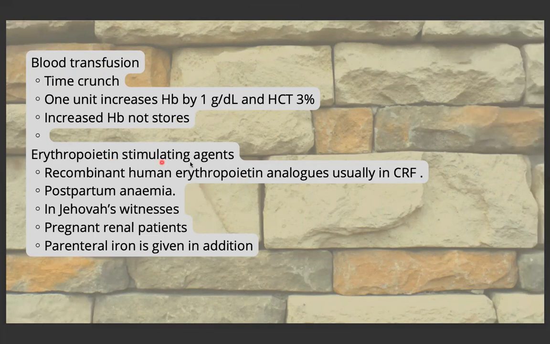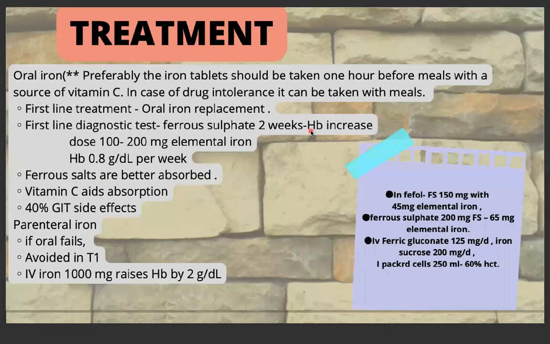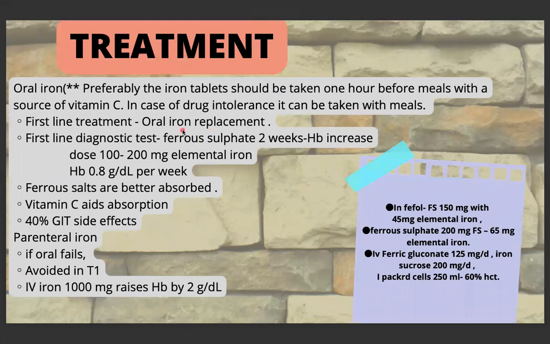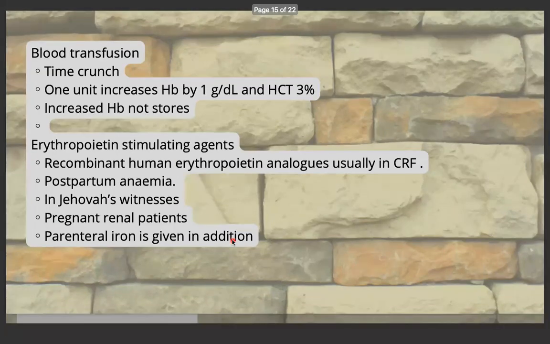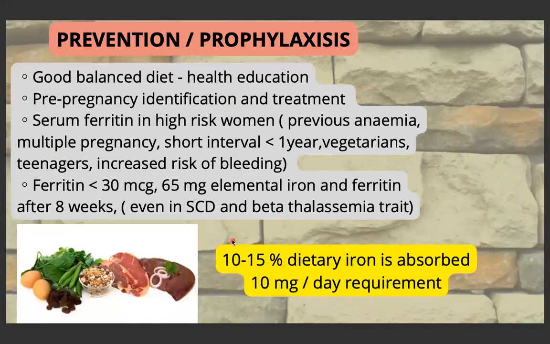What about erythropoietin stimulating agent, which is recombinant human erythropoietin analog? Usually this is in chronic renal failure, Jehovah's Witness, pregnant renal patient. So it is not available in primary healthcare. So we'll focus on 2 things, either a tablet for mild and moderate, and if moderate and more than 34, we prefer to give iron IV. If severe, refer to the secondary institute for blood transfusion.